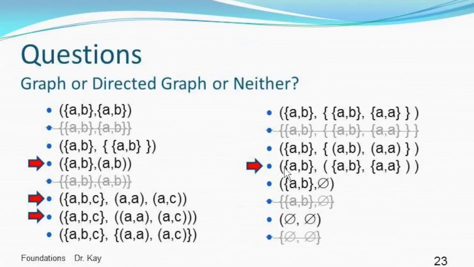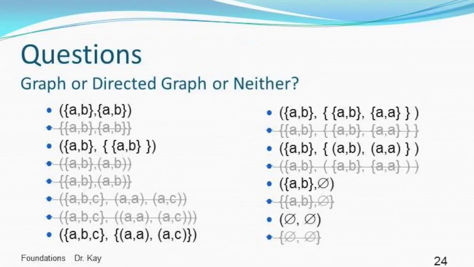And finally over here, again, I have a tuple, but it contains a set. Good. That would be all right for the edges. I mean, for the vertices. But over here, we've got a tuple with two sets in it, and that's not what a graph should be. So goodbye to all those guys.